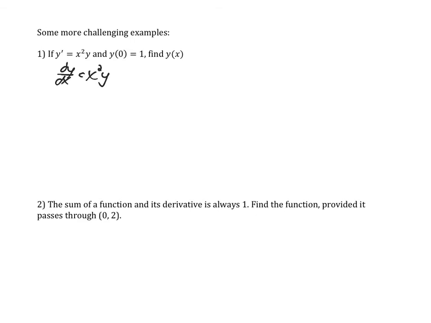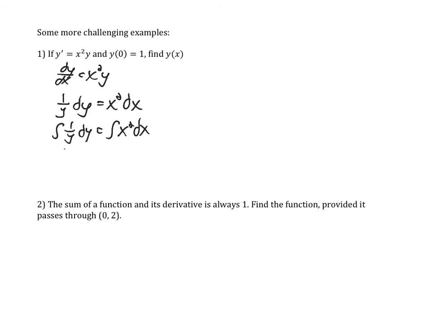All right, now we're going to separate x's to one side, y's to another. So we're going to get 1 over y dy equaling x squared dx. Oop, I wrote dy, dx. Now we're going to integrate. Okay, we're going to integrate 1 over y dy, and we're going to integrate x squared dx.